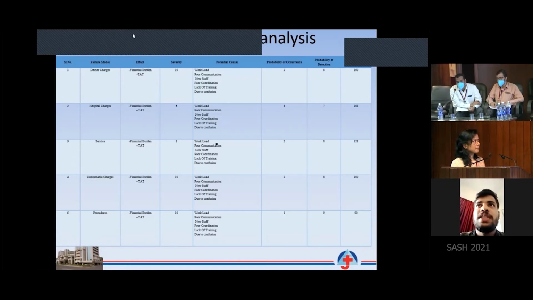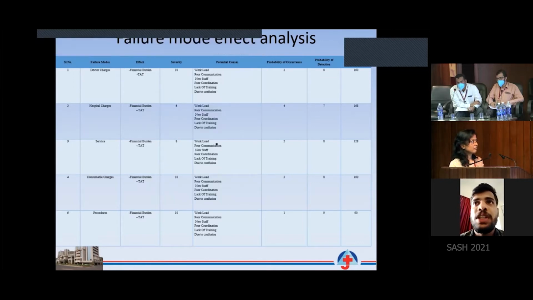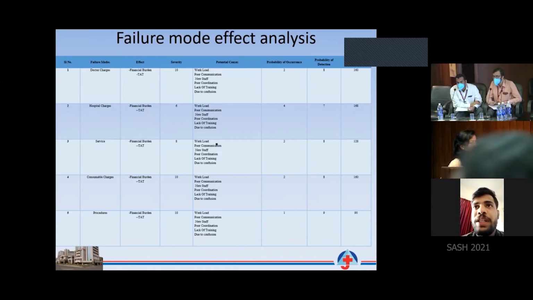Next, this failure mode effect analysis table shows the various failure modes: doctor charges, hospital charges, service charges, consumable charges, and procedural charges. The effects of all these failure modes are financial burden to the patient, hospital, or staff, and increase of the turnaround time of the billing process. Severity scores are given based on the effect, which are very high, high, moderate, low, and very low, where 10 is very high, 8 is high, and 6 is moderate.